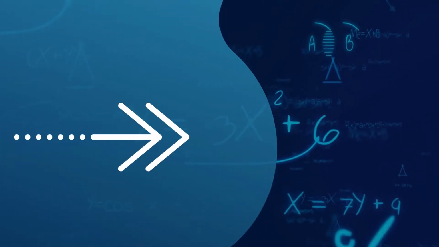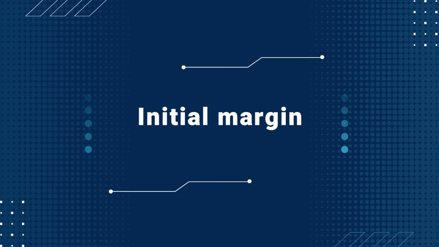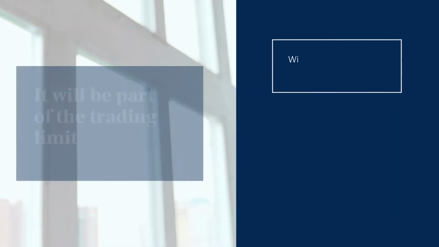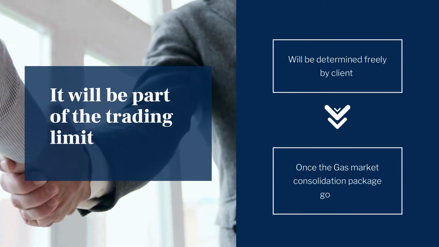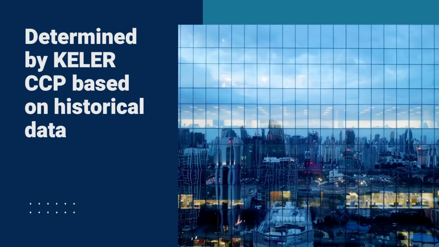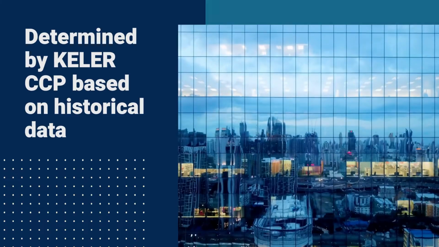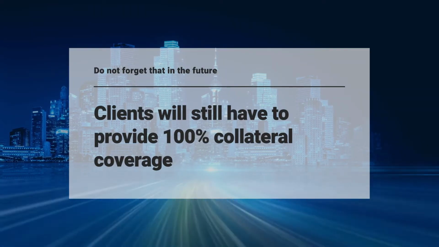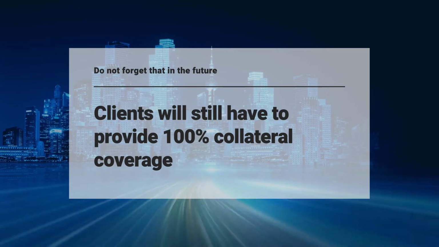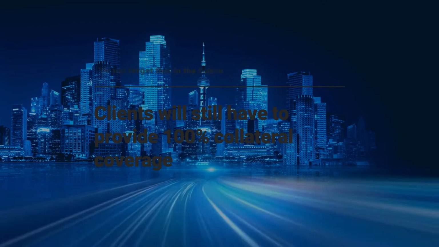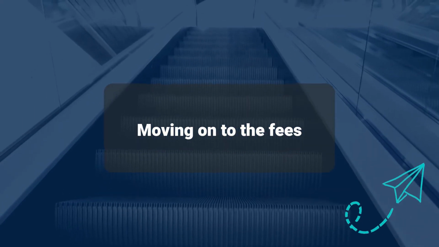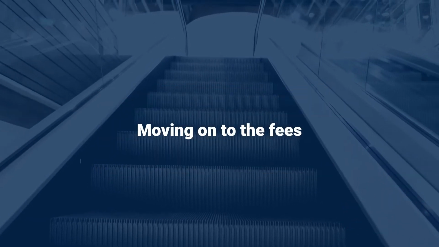So continuing with the calculation, on the trading platform, clients have to place collateral as initial margin or turnover margin. The amount of this margin will be that part of the trading limit which will be determined freely by clients once the gas market consolidation package goes live, but until then this margin is determined by Keller CCP based on historical data. Please do not forget, it is and it will be a must in the future that clients provide 100% collateral coverage for their natural gas buying positions, which will constitute the trading limit. These were the different collateral elements. Let's move on to the fees.